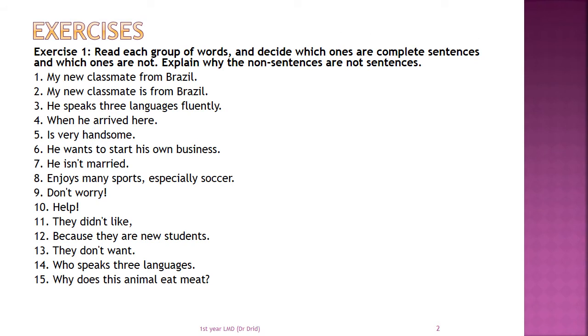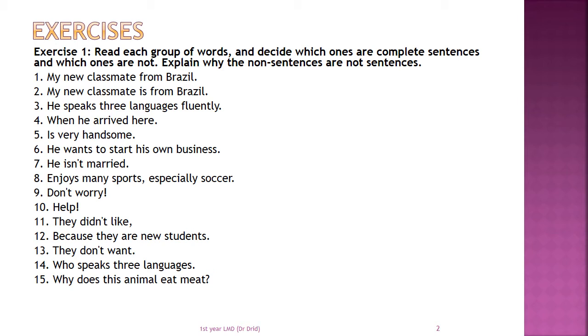Exercises. Exercise 1. Read each group of words and decide which ones are complete sentences and which ones are not. Of course, simple sentences. Then explain why the non-sentences are not sentences. You give the reason. When you do this exercise, you look at two things. The meaning of the sentence, whether it is complete or not, and secondly, the structure, whether the structure is complete or not. There is a subject and predicate, or this is not respected.